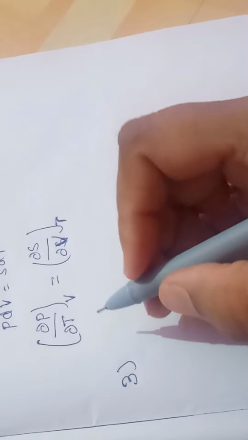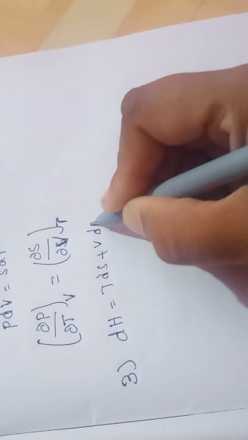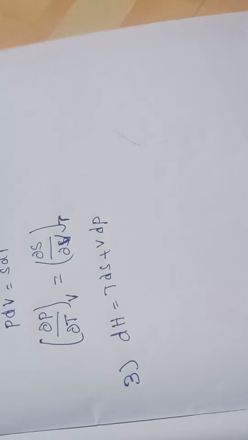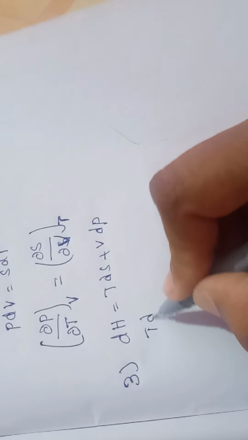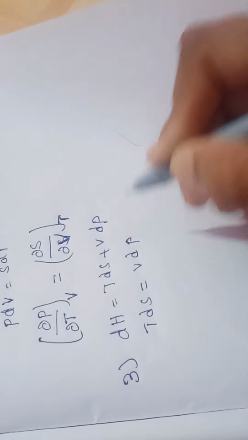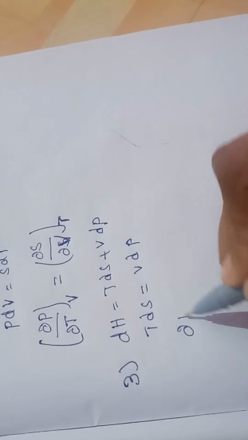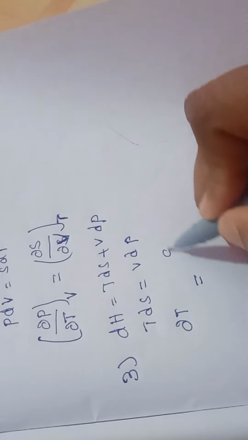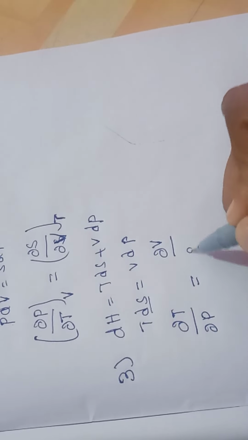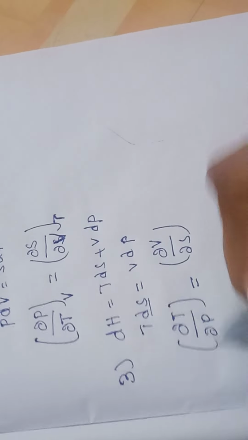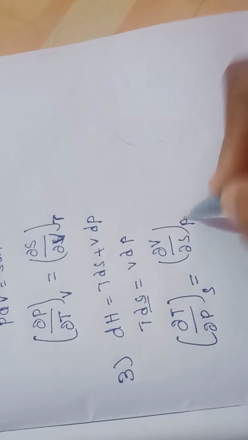Now next, the third thermodynamic potential is enthalpy. dH is equal to TdS plus VdP. Okay, TdS plus VdP. Now what we will write? TdS is equal to VdP. First ∂T in between equal to ∂V. Now I will bring ∂P under this, and this ∂S under ∂V, and then here S, here P.